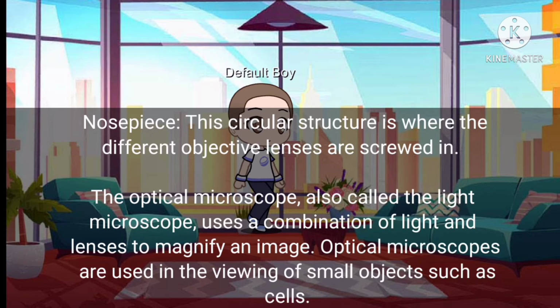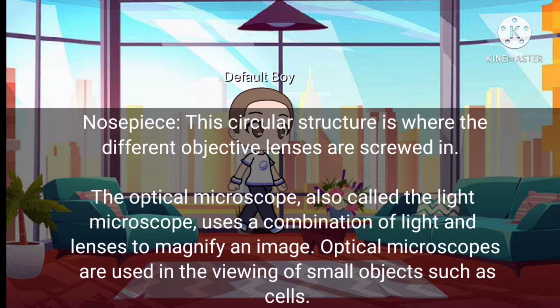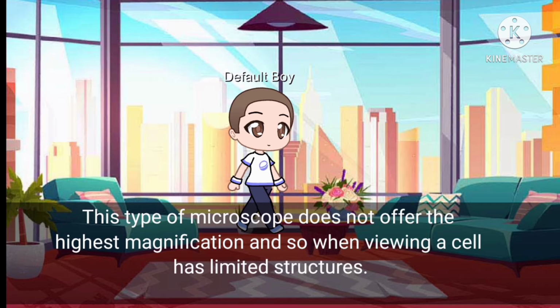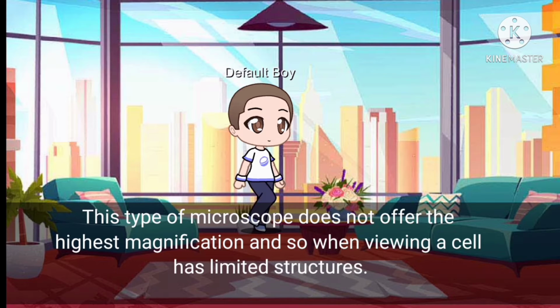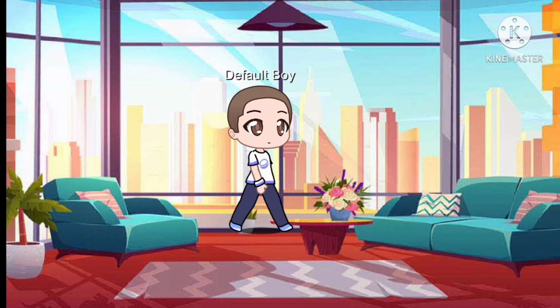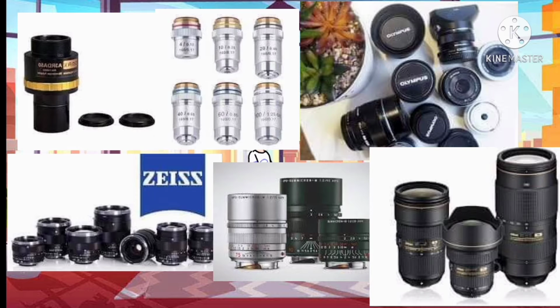The optical microscope, also called the light microscope, uses a combination of light and lenses to magnify an image. Optical microscopes are used in the viewing of small objects such as cells. This type of microscope does not offer the highest magnification, so when viewing a cell, it shows limited structures. These are the top 6 brands that I recommend: Nikon, Leica, Zeiss, Olympus, Omax, and Amscope.